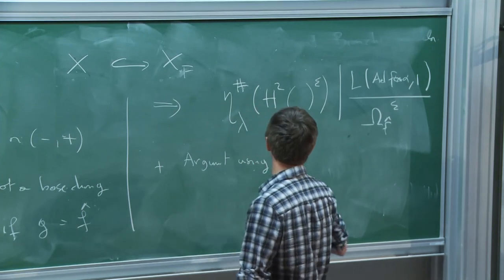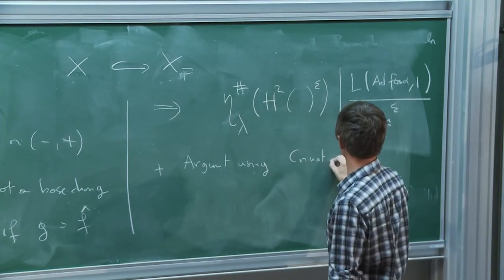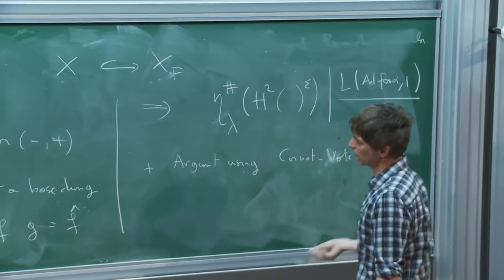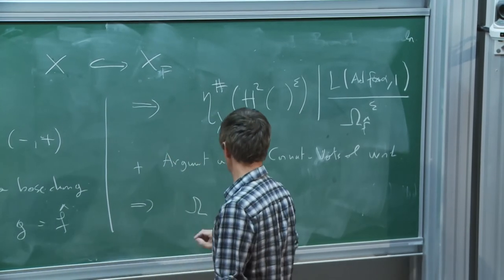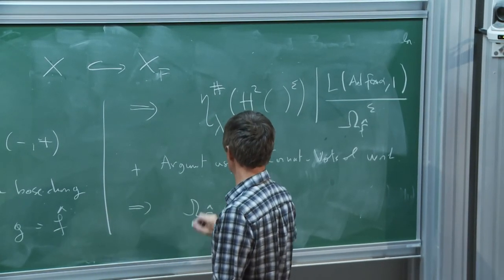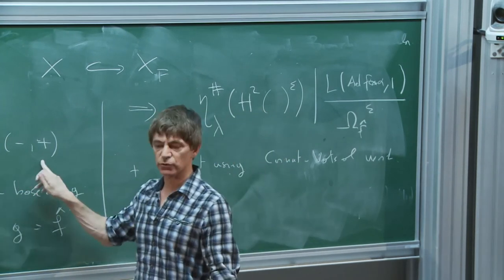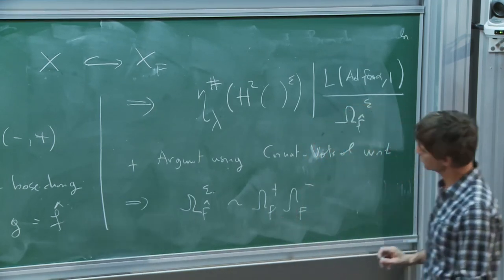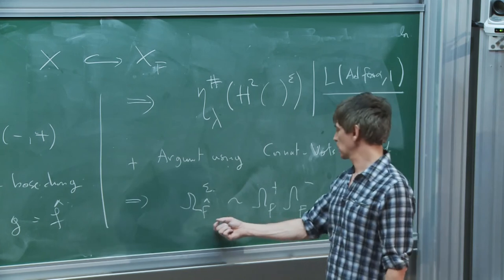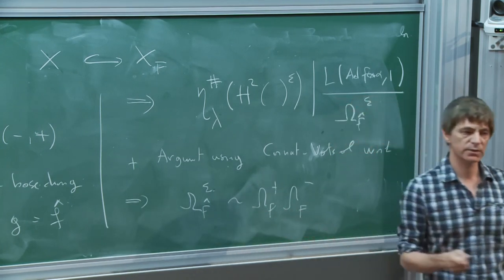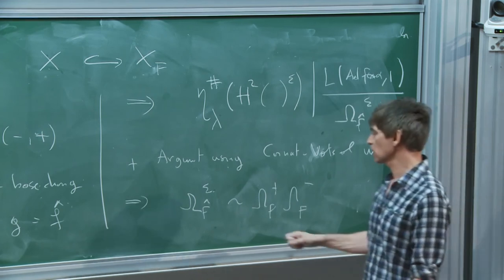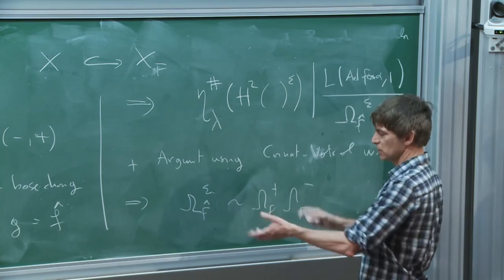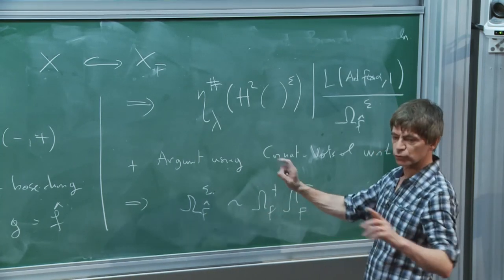using Cornut-Vatsal's work, you can deduce that omega f hat epsilon, when epsilon is one of those cases, is the same as omega f plus omega f minus. And that gives you the period relation exactly in the quadratic case. And by some induction argument, you can do the general case when f is just of type 2-2-2.